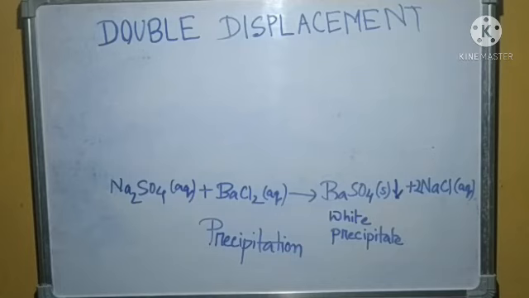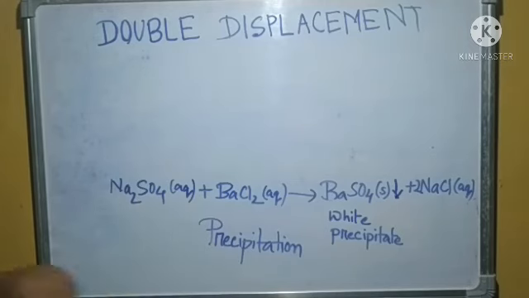This is an example of a double displacement reaction as well as a precipitation reaction. Now, what is double displacement? Earlier we looked at displacement reactions, where the metal with higher reactivity displaces the metal having lower reactivity, the less reactive metal. In double displacement reactions also, a similar thing occurs. So what will happen here?